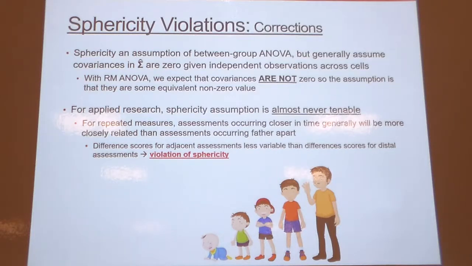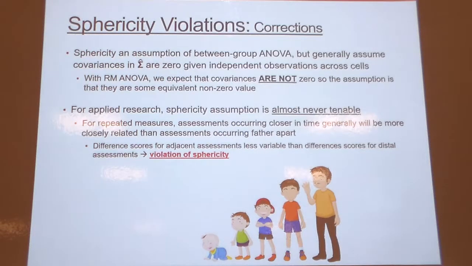With repeated measures ANOVA, we expect the covariances between our assessment points aren't 0. So what we need to do is make sure that the differences in the variability of the difference scores across any two assessments are going to be identical. But the problem is that for our repeated measures designs, this is rarely the case, okay? And the problem is what I'm doing is I'm taking all of you, right?